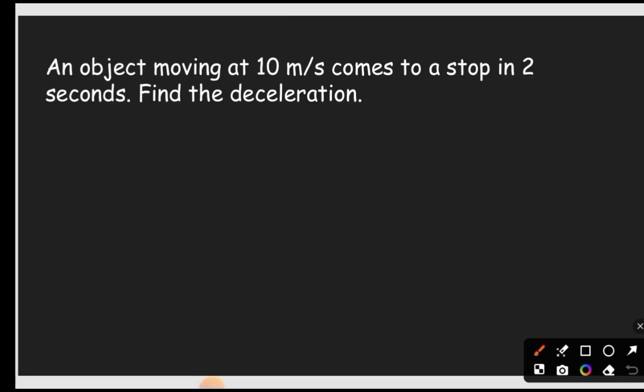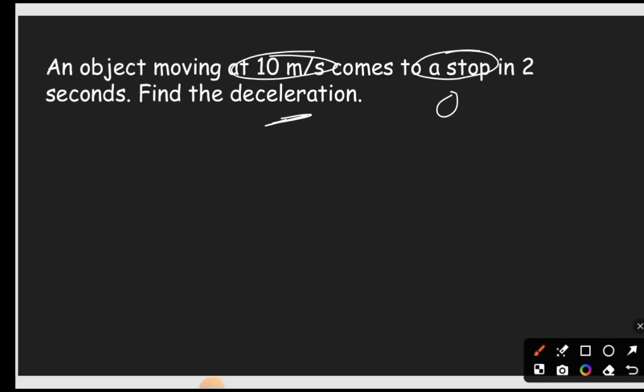An object moving at 10 meters per second comes to a stop in 2 seconds. Find the deceleration. Now, deceleration means it's slowing down. Yes, the velocity is decreasing. Now, an object moving at 10 meters per second comes to a stop. The stop is 0. A stop is 0.